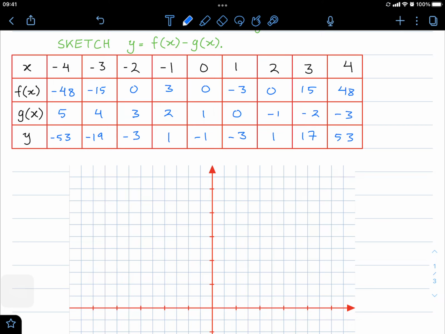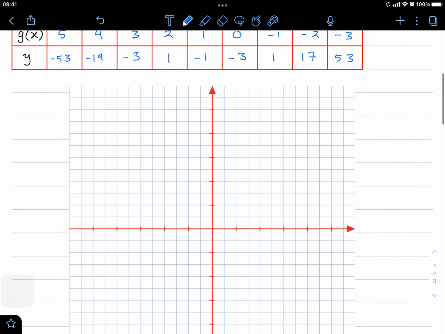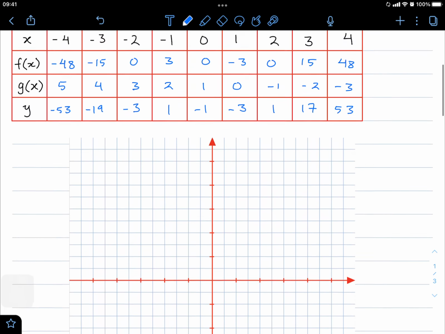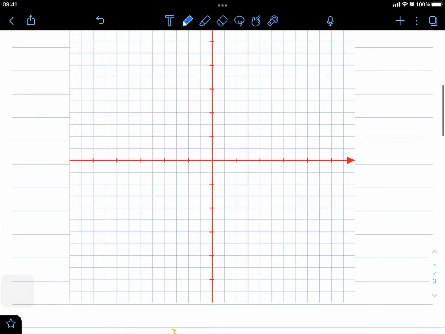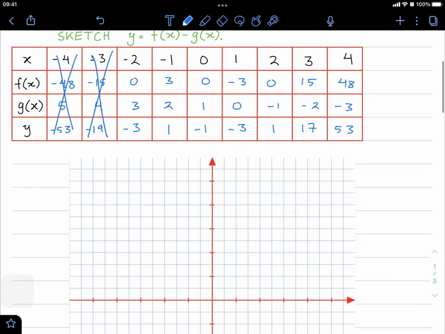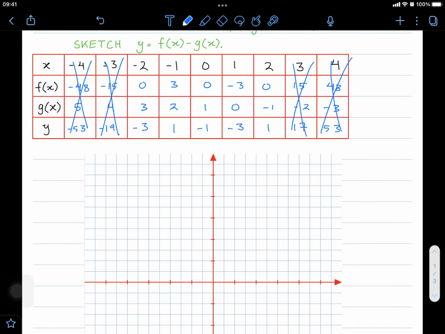Well, from here, we simply take the values and plot them on the graph, and we approximate or sketch what appears to be the difference of the two functions. Unfortunately, for this one, the first two are beyond the range of the graph, as well as the last two here. So we're just going to have to work with what we have here.